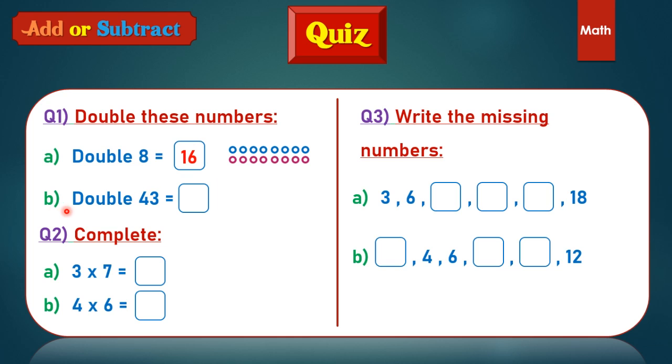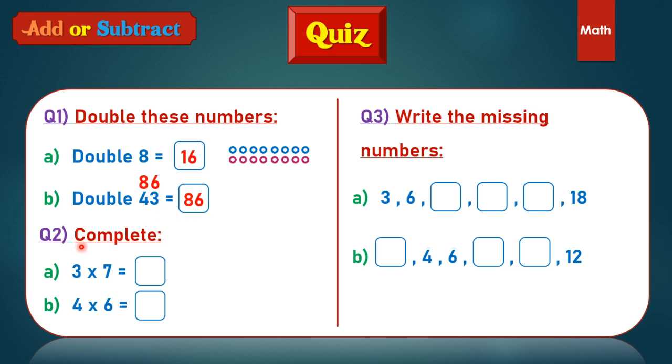Now, in letter B, double 43. So we will take one by one, starting from tens or units. Units, excellent. So here, double 3, 6, excellent. Double 4, 4 and 4 equals 8. So now I can say that double 43 equal 86. So I'll write here 86.